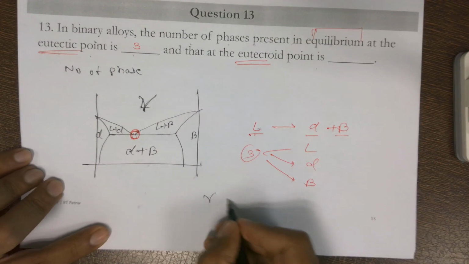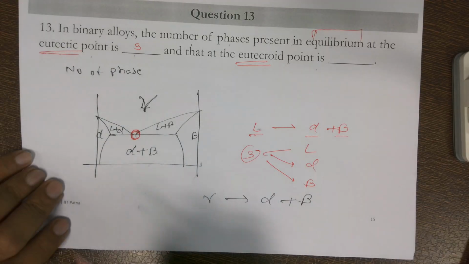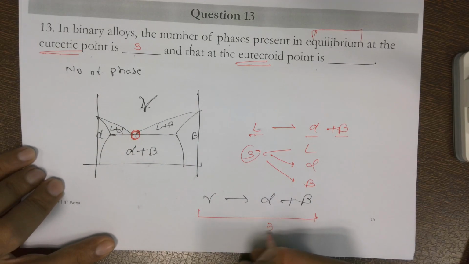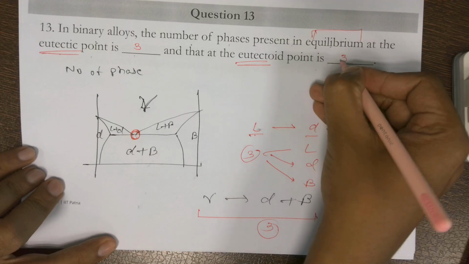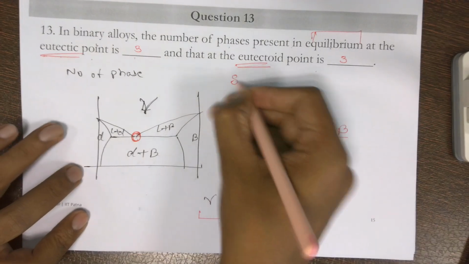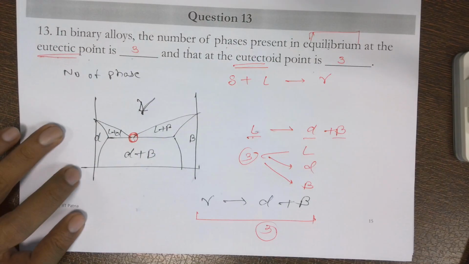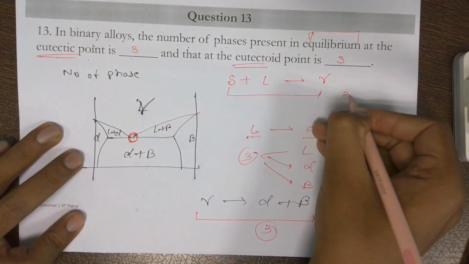So what will happen? Gamma will convert to alpha and beta. Again, it will be 3. Yeah, perfect. So we will have the 3 phases at the eutectoid point. Even for the peritectic, which we have discussed, there we discussed that the delta is reacting with the liquid and forming the phase austenite. Here also we have a total of 3.